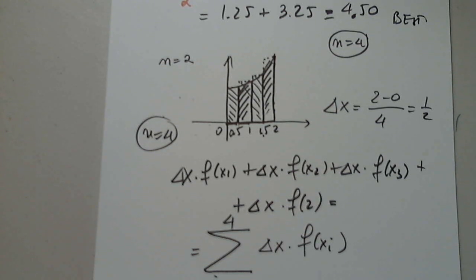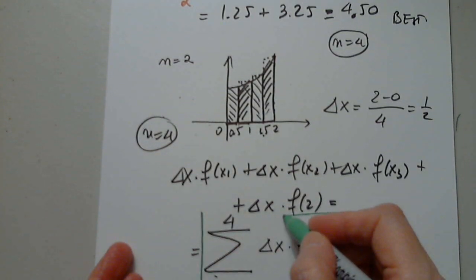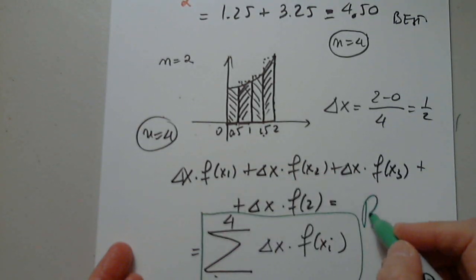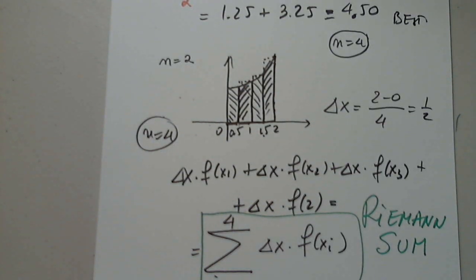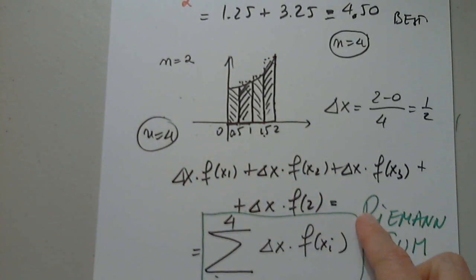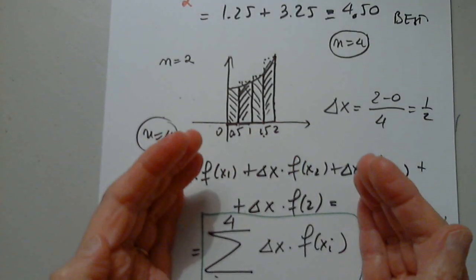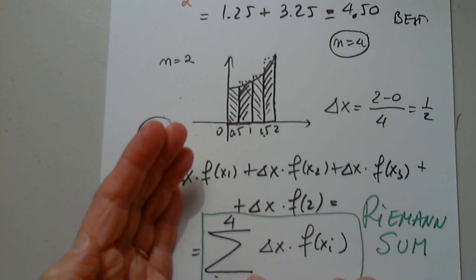This bears the name of the mathematician who invented it, Riemann sum. So this is the Riemann sum, because we don't want to write it like this. We want to write it condensed, and we have to use the summation notation if we do that.